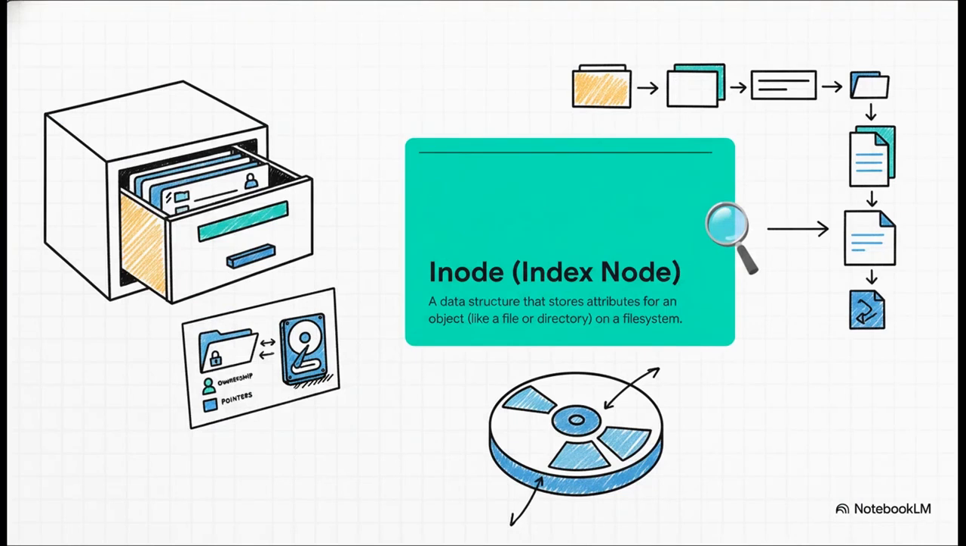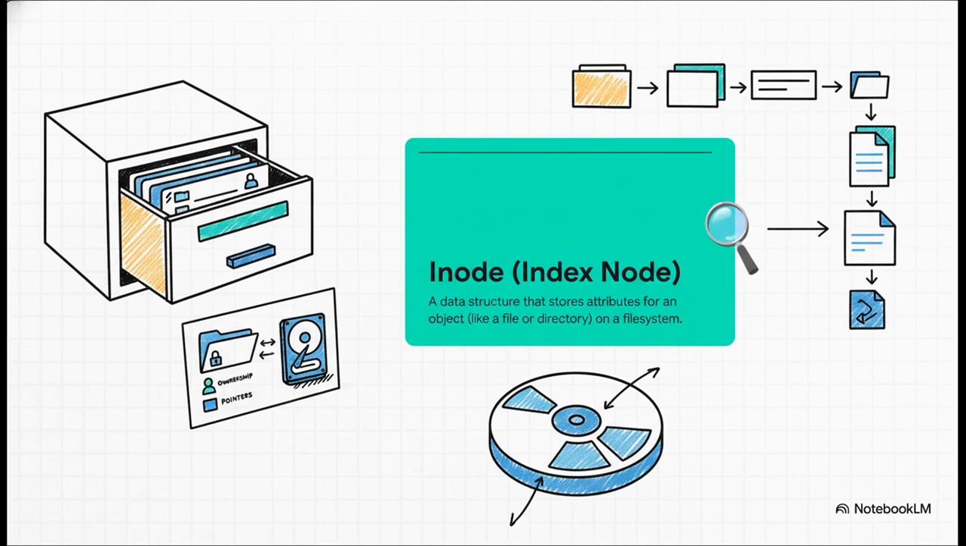So what on earth is an inode? The name is short for index node, and every single file and folder on your system has one. It's basically the metadata. It stores everything about the file, like who owns it, what the permissions are, and most importantly, where the actual data lives on the disk.